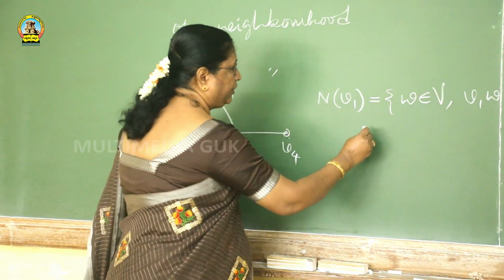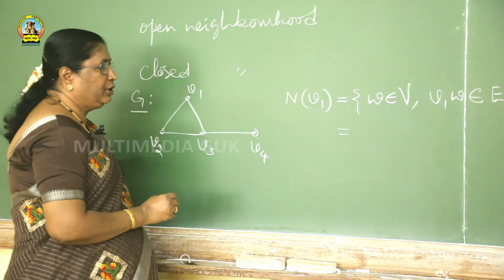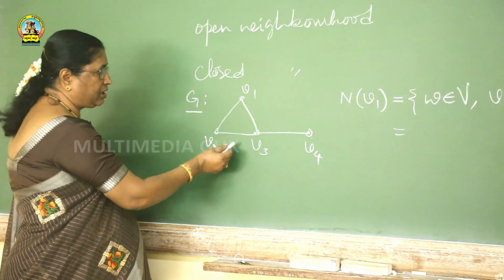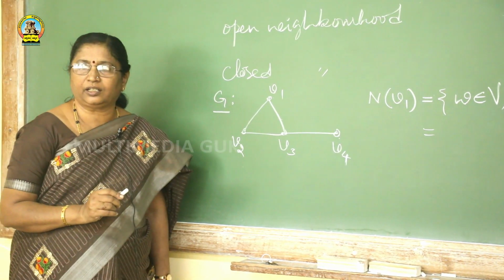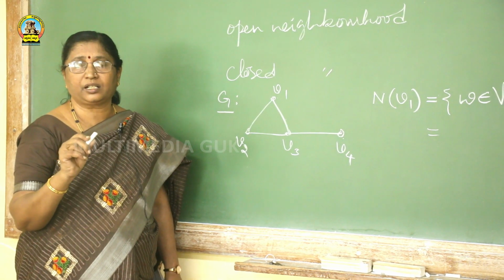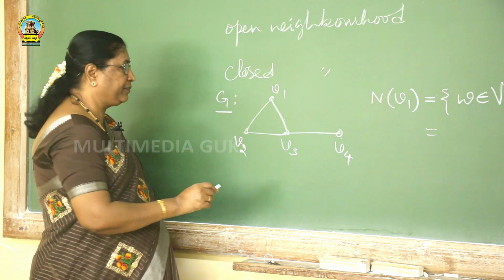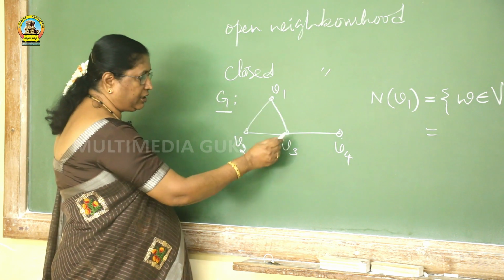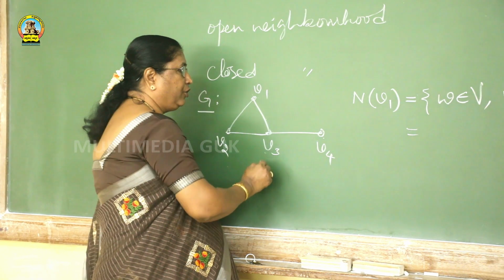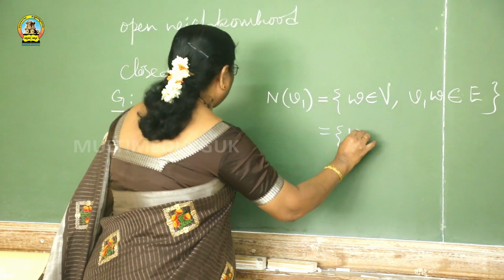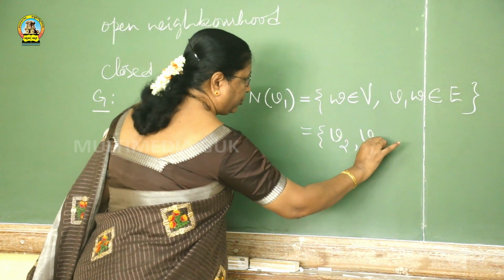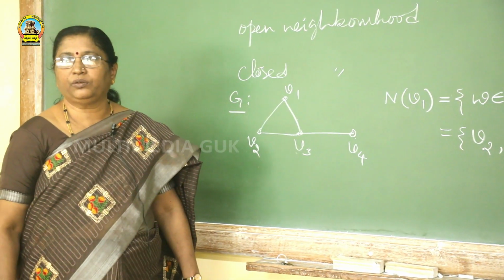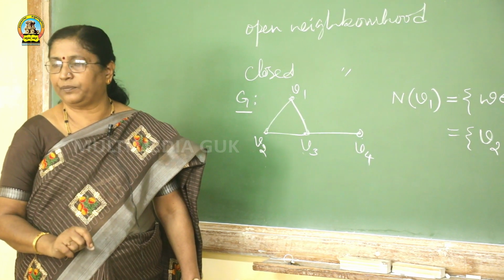Now, with this definition, see which vertices are adjacent. Vertices are said to be adjacent when they are joined by a line. Here, V1 is adjacent with V2, and V1 is adjacent with V3. So the set containing V2, V3 is what we call the open neighborhood of the vertex V1.